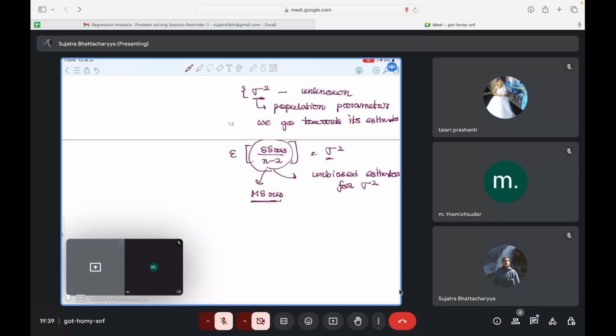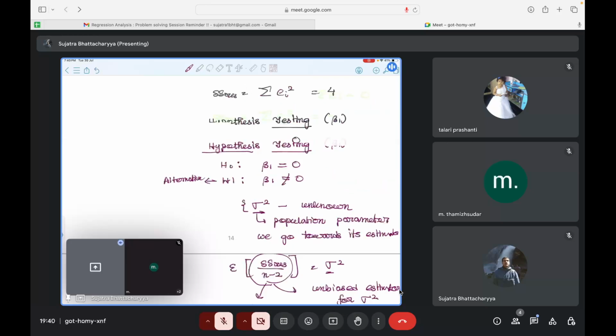Okay. Now let us write Z is equal to beta 1 cap minus beta 1 divided by root over sigma square by Sx. This we have started writing.